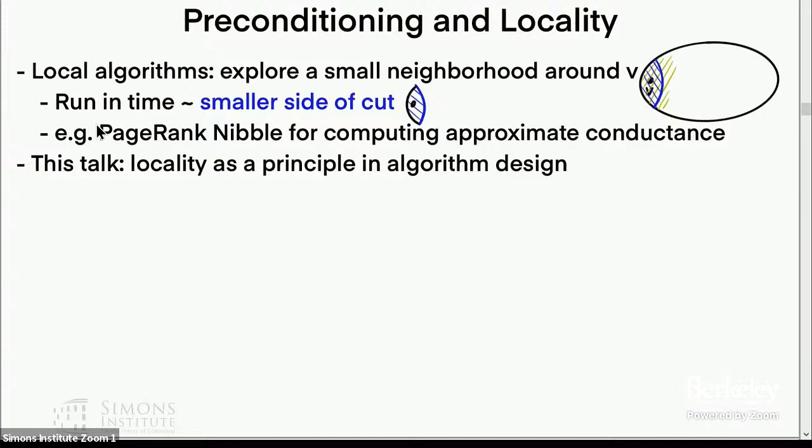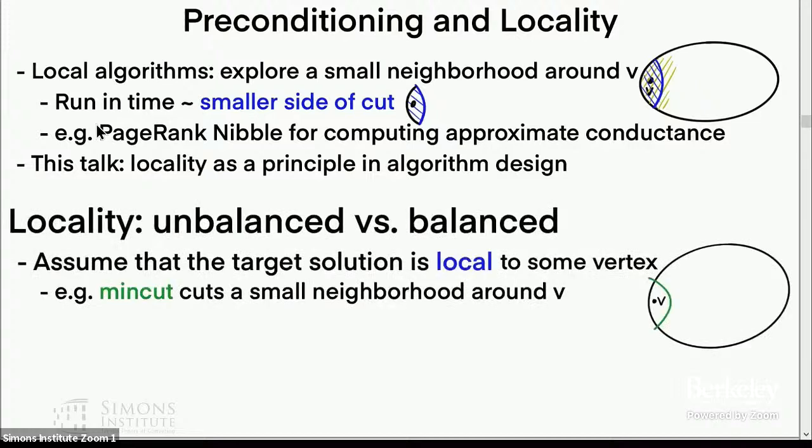In this talk, we'll be looking at locality not from this local algorithm model, but as a fundamental principle in algorithm design. How can we exploit locality to obtain faster algorithms in the classical setting? We'll think of locality as a distinction between unbalanced cases and balanced cases. Whereas in preconditioning we assume that the input graph is random, in the locality case we assume that the target solution is local to some vertex. In particular, suppose the target solution is a graph cut. We're assuming that the graph cut is local to some vertex v that we may or may not know.